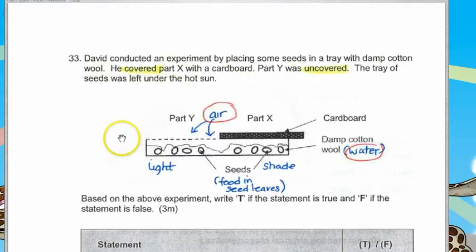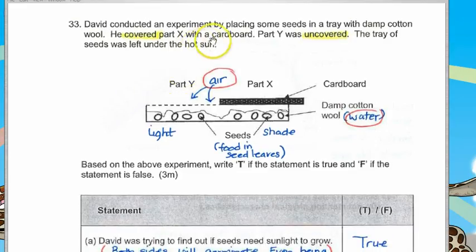Number 33: David conducted an experiment by placing some seeds in a tray, all with damp cotton wool. It means part Y and part X are wet because they are placed in damp cotton wool. Now, part X is covered with cardboard. Of course, air flows inside. Both part Y and X have air and water.